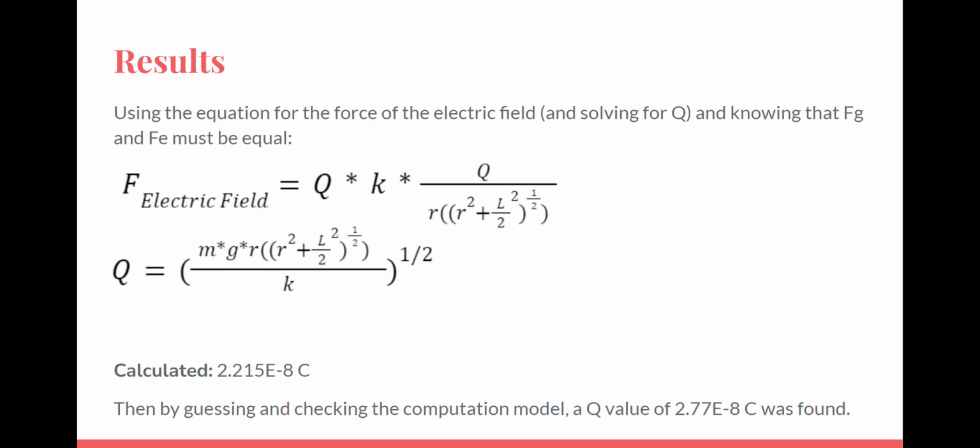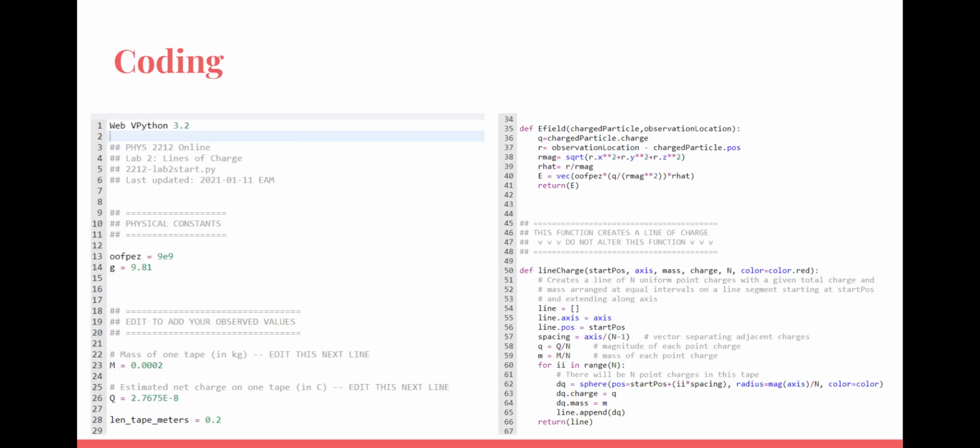which makes sense. The results of this lab were found using the equation for the force of the electric field and solving for Q, knowing that the force of gravity and the force of the electric field must have been equal. I calculated a charge of 2.215 times 10 to the negative 8 coulombs. And then by guessing and checking the computation model, a Q value of 2.77 times 10 to the negative 8 was found. These are the constants on the left.